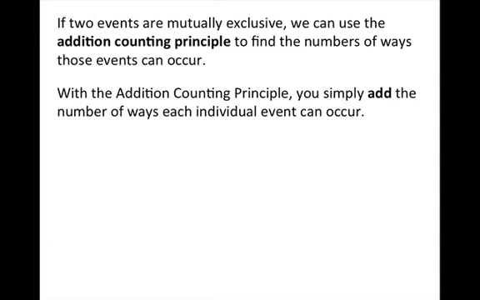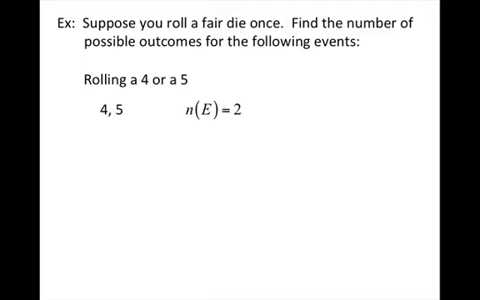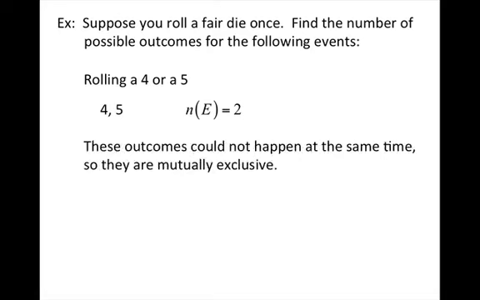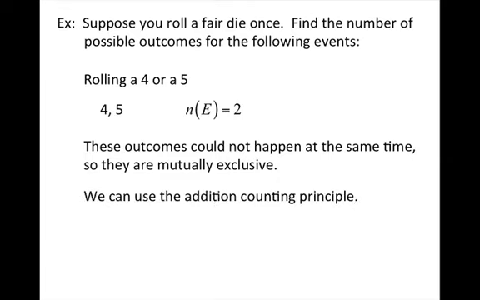With the addition counting principle, you simply add the number of ways each individual event can occur. So look back at the example: you roll a fair die once, find the number of ways to roll a 4 or a 5. Since these outcomes could not happen at the same time, they were mutually exclusive, so I used the addition counting principle. There was 1 way to roll a 4 and 1 way to roll a 5. So I add the 1 and the 1, and that gave me 2 ways to roll a 4 or a 5.